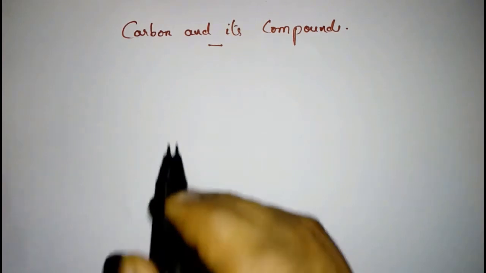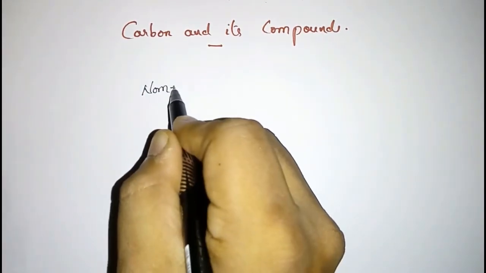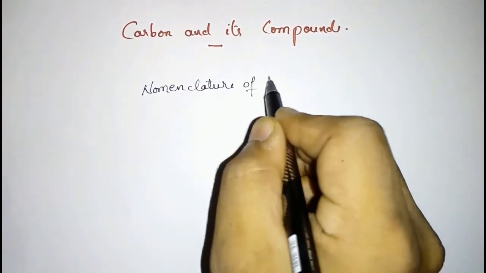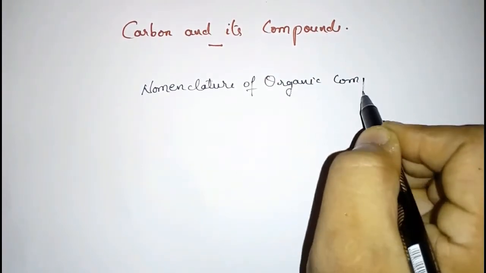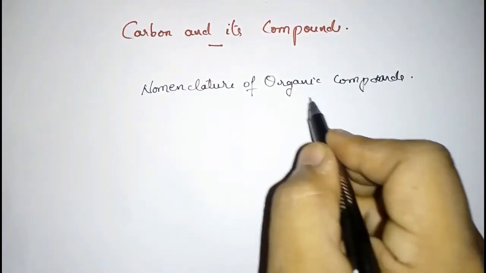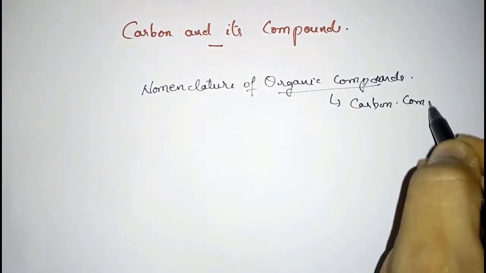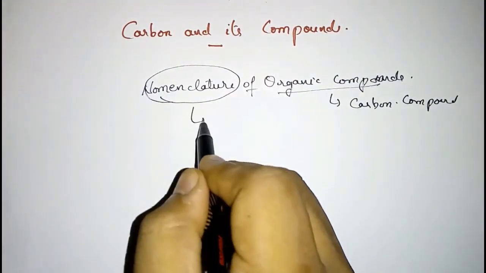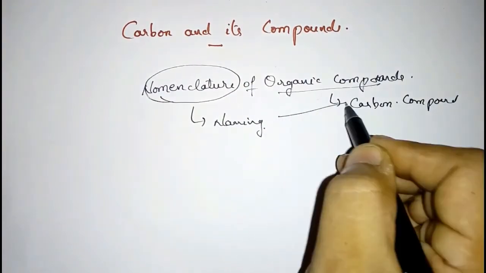Today we'll be going to learn the next part, that is our nomenclature. Nomenclature of organic compounds. Now what is meant by organic compound? Organic compound is nothing but we can say carbon compounds. Now what is meant by nomenclature? Nomenclature is nothing but naming. How to give the naming for carbon compounds.